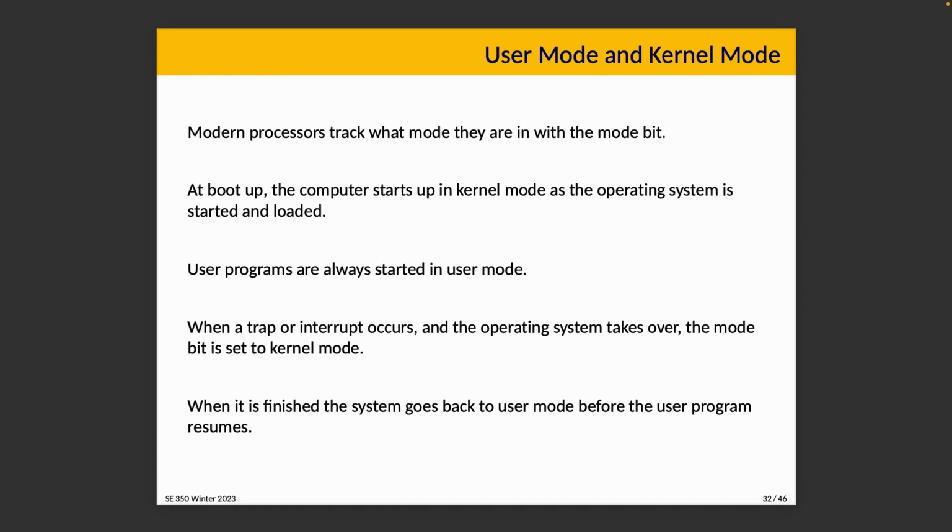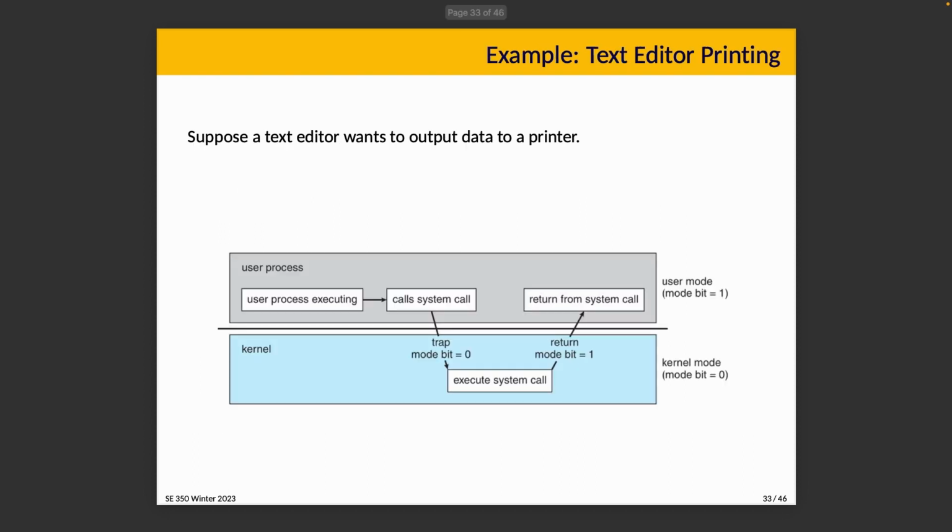And modern processors keep track of what mode they are in using a mode bit. And at boot up, the computer starts in kernel mode as the operating system is started and loaded, but regular programs, user programs, are started in user mode. And when a trap or interrupt occurs, the operating system takes over, the mode bit is set to kernel mode, and when it's finished, it goes to user mode before the user program resumes.